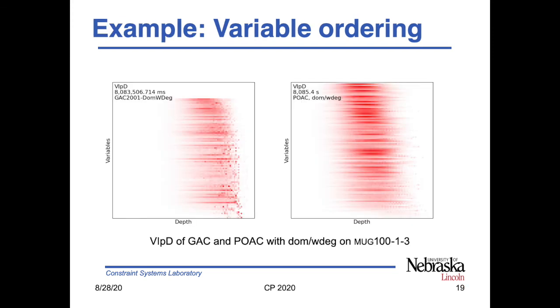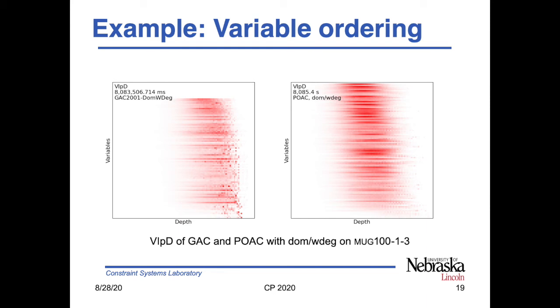examples. We present an example of trying to solve another instance of the minimal unsolvable graph benchmark, this time instance 100.1.3. We initially tried to solve this instance using GAC with DOM-WDAG ordering, but this times out at over 2 hours. We attempt to solve this problem again using partition 1 arc consistency, a higher level consistency, again with DOM-WDAG ordering. Unfortunately, this also times out.